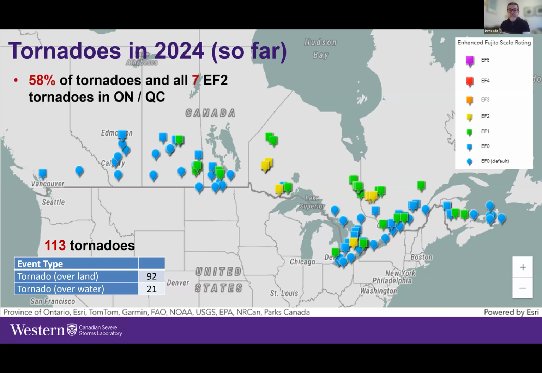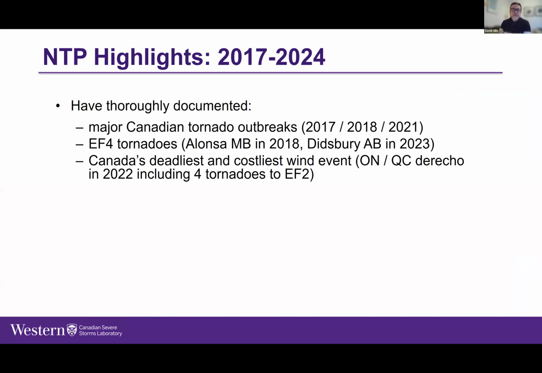But what's interesting, again, 58% of the tornadoes and all seven of the EF2 tornadoes that occurred in Canada were in Ontario and Quebec, and fairly quiet on the prairies once again. So just some NTP highlights between the start of the project and this year. We've thoroughly documented major Canadian tornado outbreaks: the 2017 tornado outbreak I mentioned in Quebec, another outbreak in Ontario and Quebec in 2018, another one in Ontario and Quebec in 2021, and 2 EF4 tornadoes, one in Alonsa in 2018 and one in Didsbury in 2023.